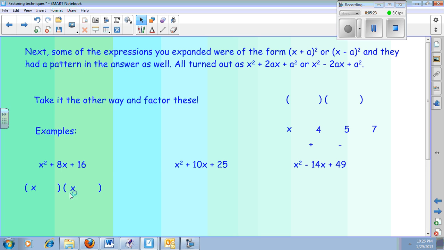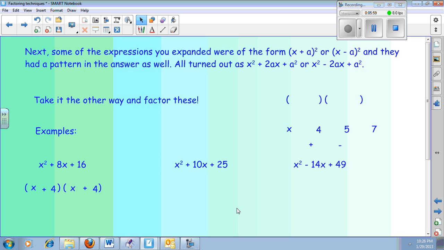Now, the thing you want to notice about these expressions is that 8x and 16. Well, first of all, 16 is a perfect square. It's 4 squared. But 8 happens to also be 4 times 2. So what we can do is we can say 4 times 4 for the last terms, which makes 16. And they're going to add up to 8. So we want to put plus and plus.